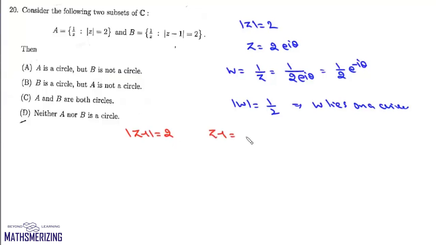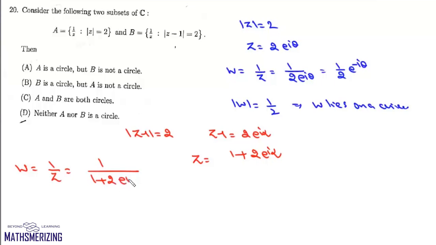That is z minus 1 equals 2 into e to the power iota alpha, or z is 1 plus 2 into e to the power iota alpha. Now again we are given w is 1 upon z, which is 1 upon 1 plus 2 e to the power iota alpha. Now we cross multiply, we can write w plus 2 into w e to the power iota alpha equals 1, or e to the power iota alpha will be (1 minus w) upon 2w.